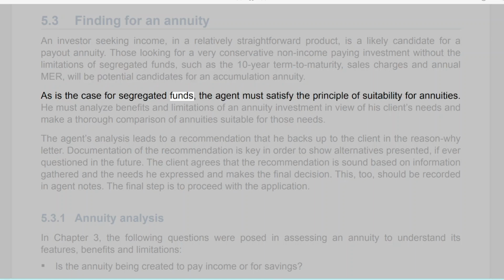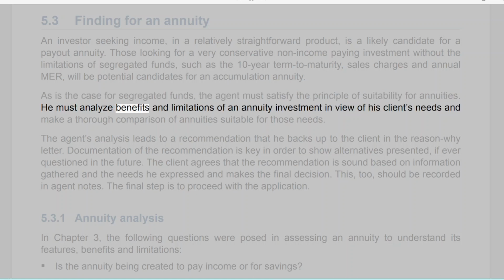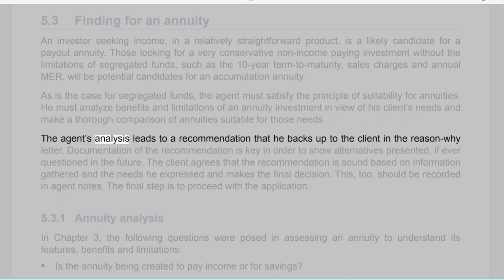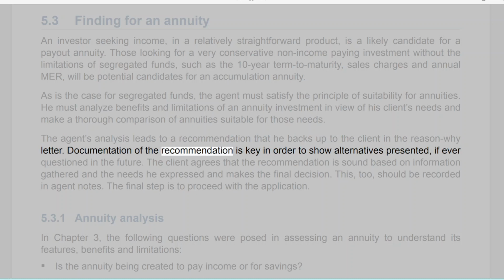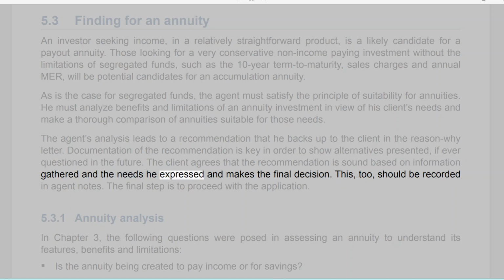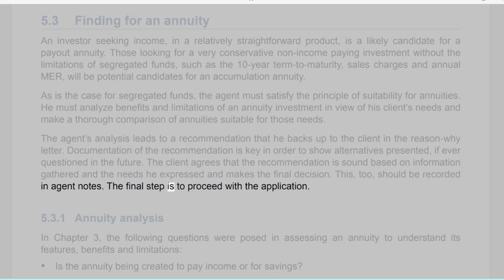As is the case for segregated funds, the agent must satisfy the principle of suitability for annuities. He must analyze benefits and limitations of an annuity investment in view of his client's needs and make a thorough comparison of annuities suitable for those needs. The agent's analysis leads to a recommendation that he backs up to the client in the reason why letter. Documentation of the recommendation is key in order to show alternatives presented, if ever questioned in the future. The client agrees that the recommendation is sound based on information gathered and the needs he expressed and makes the final decision. This, too, should be recorded in agent notes. The final step is to proceed with the application.